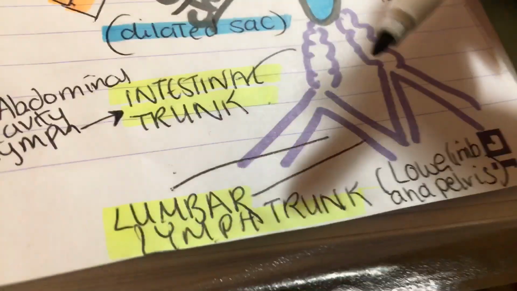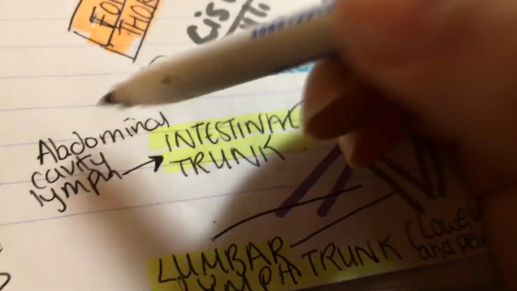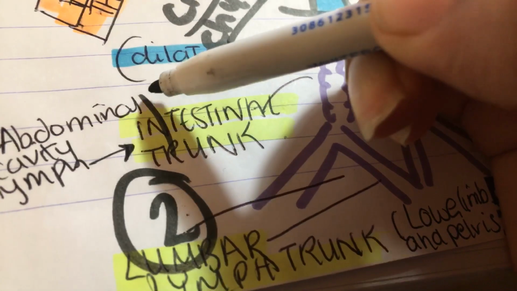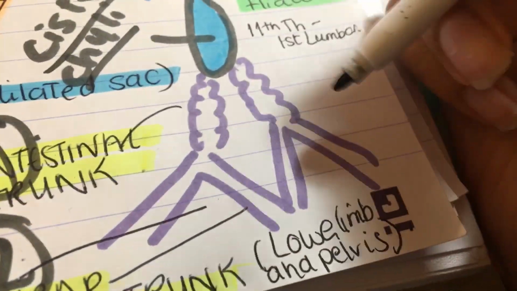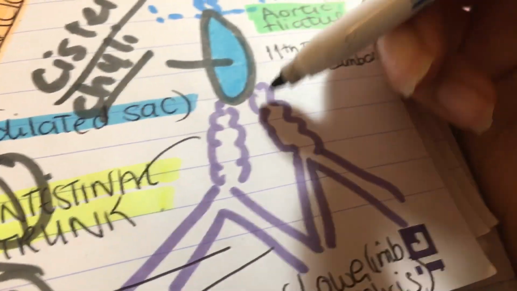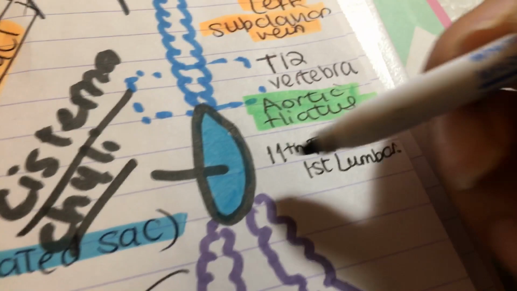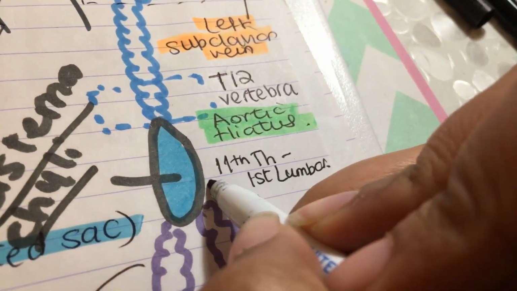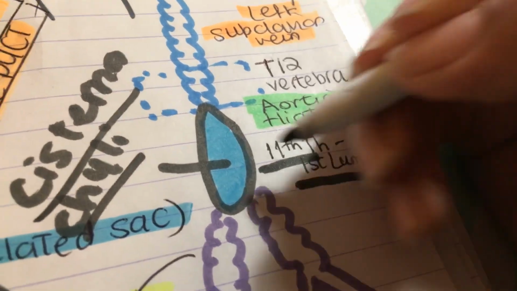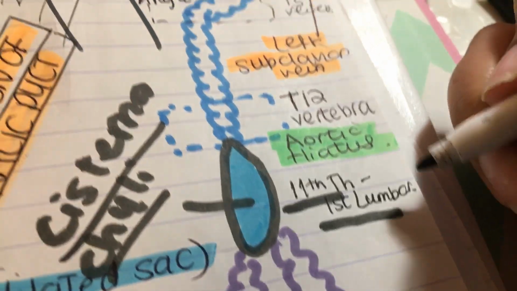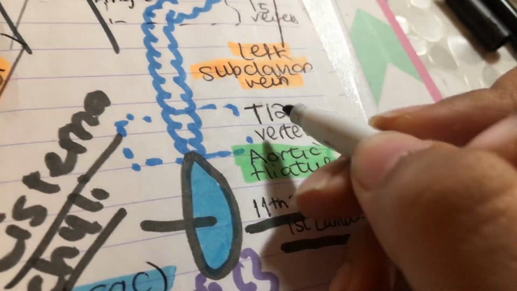So the way that the thoracic duct is formed is that you've got two lumbar lymph trunks, two on each side, and one intestinal trunk. These combine with the intestinal trunk, which is here, to form the cisterna chyli. And this cisterna chyli is formed at the level of the 11th thoracic to 1st lumbar vertebra. Then the thoracic duct comes out of the aortic hiatus at the level of the T12 vertebra.